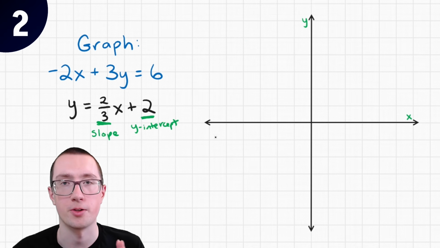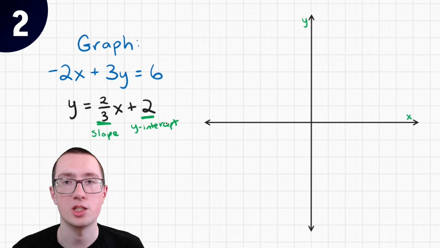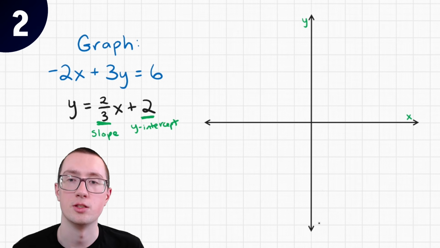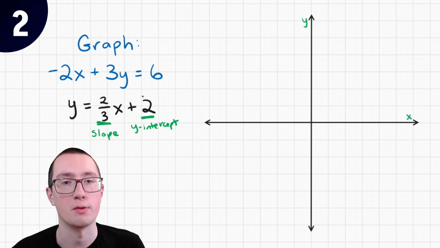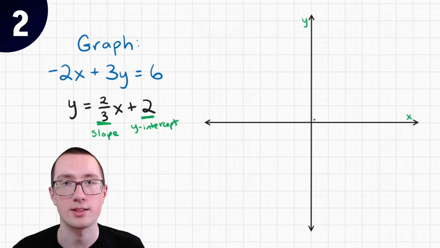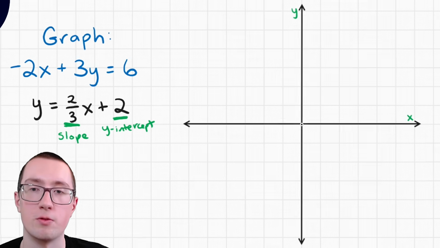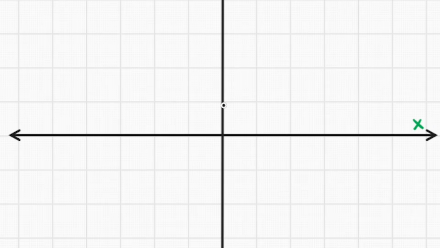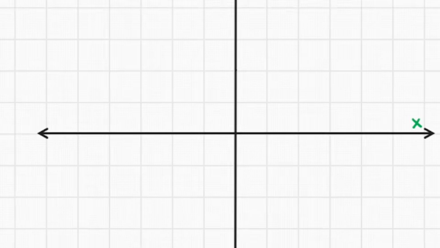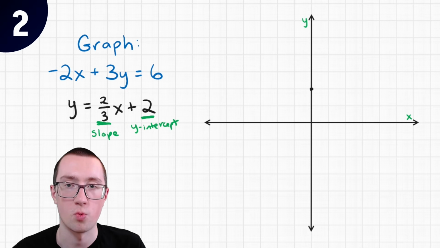So how do we plot this on our graph? Well, the y-intercept is going to be where the line crosses the y-axis. This big vertical line up and down, this is the y-axis, and the one left and right is called the x-axis. So if the y-intercept is 2, that means that it's going to cross the y-axis 2 squares above the center of the graph. So here's the center of the graph, and we need to go up 1, 2 squares. So this is where it's going to cross the y-axis.